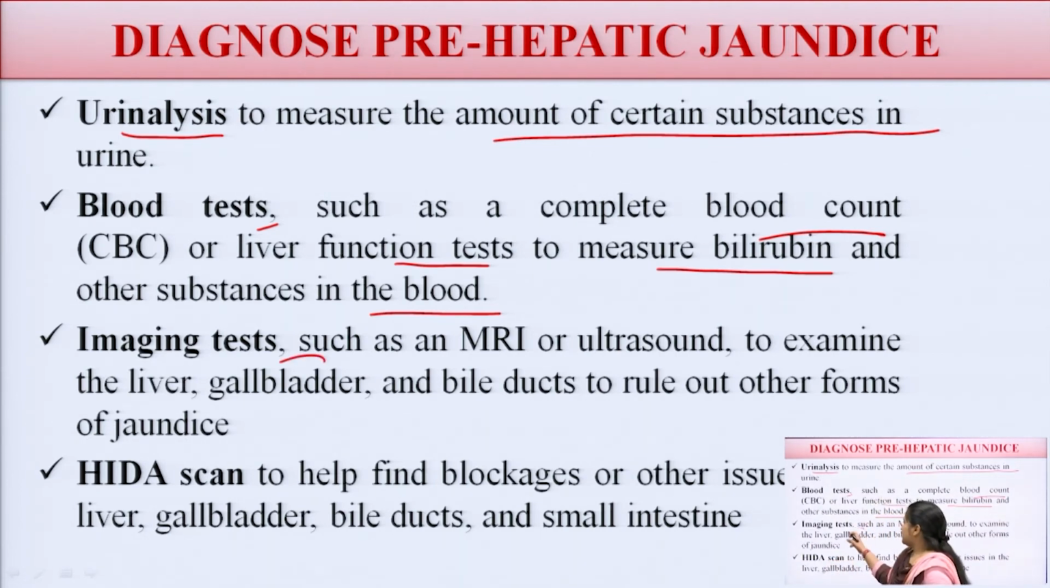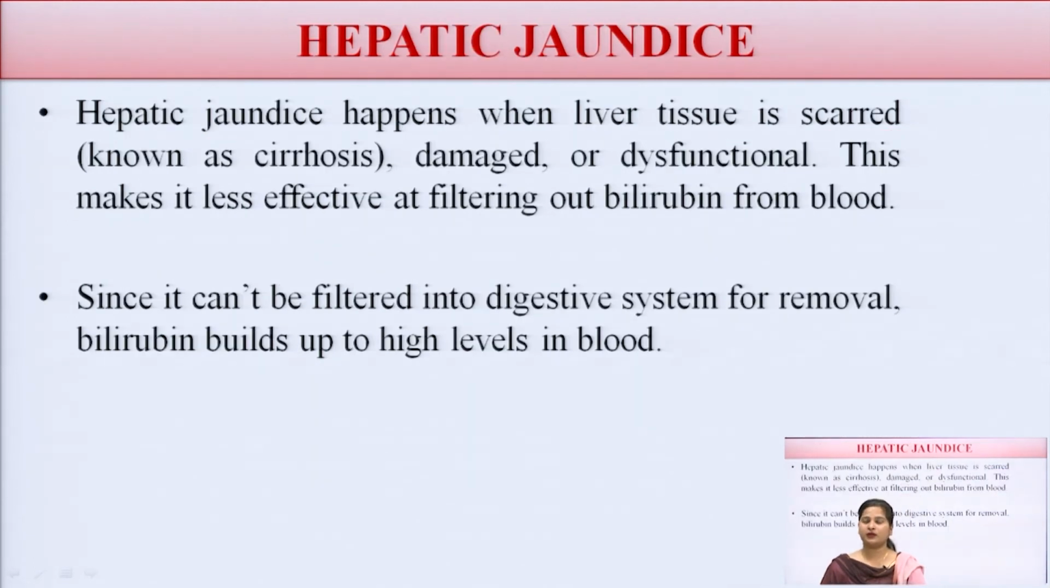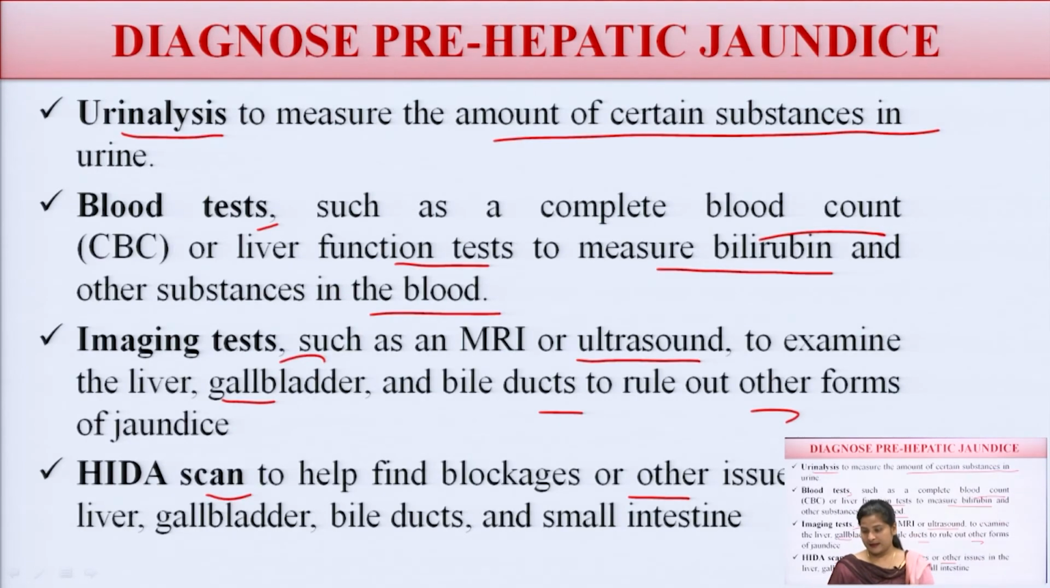Now, imaging tests. There are MRI, CT scan, ultrasounds or X-rays that are performed. MRI and ultrasounds examine the liver, gallbladder and bile ducts to rule out other forms of jaundice. Now, the HIDA scan helps find blockage and other problems in the gallbladder, bile duct and the small intestine. So this HIDA scan is used for the diagnosis.